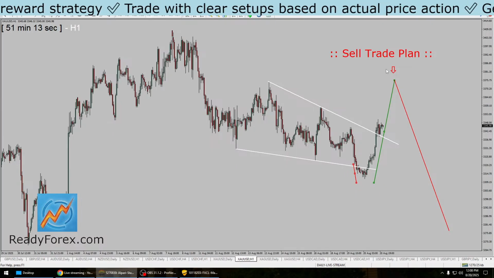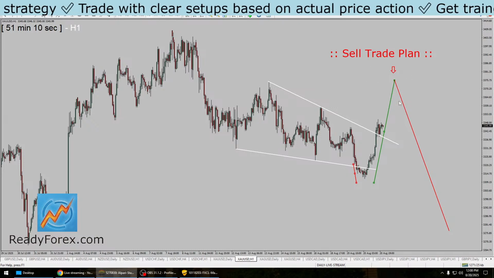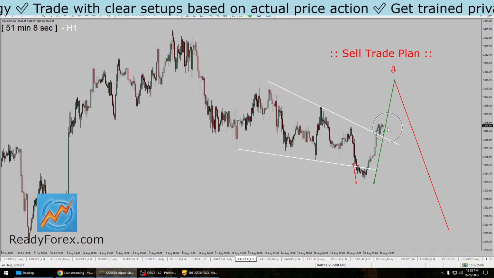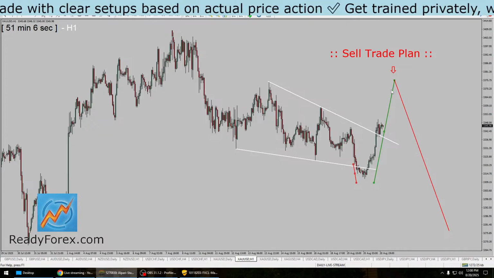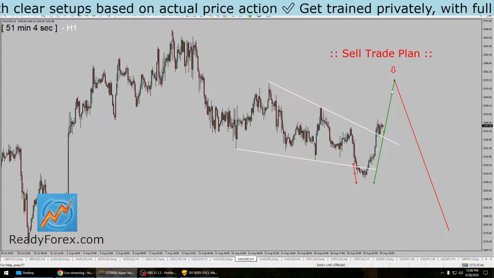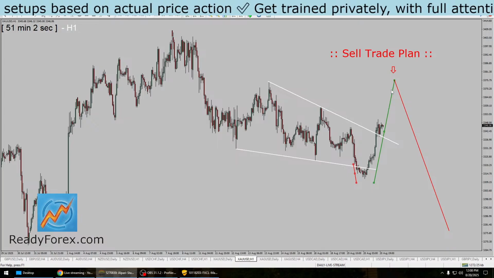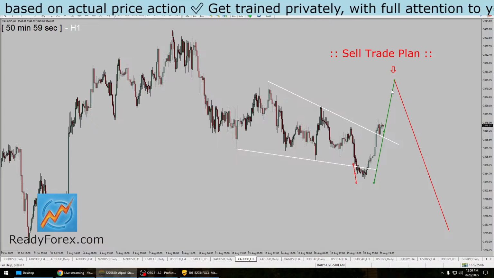Now I'm looking for a sell trade plan up over here, so I don't think gold is going to stop over here. I expect more upside first, and then I would probably look for a potential sell trade inside spot gold. Wait for the market to rise up more first.